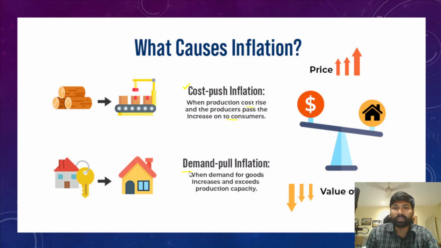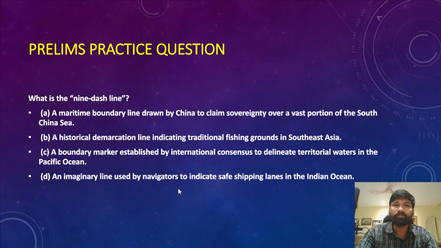The demand pull inflation is when the demand for existing goods and services increases significantly, but at the same time, even though the demand has been increasing, the supply of goods in the economy has not increased. Demand has been increasing due to higher disposable income in the hands of the people. So this is the difference between demand pull inflation and cost push inflation. Please understand this. And today also we have one more practice question.